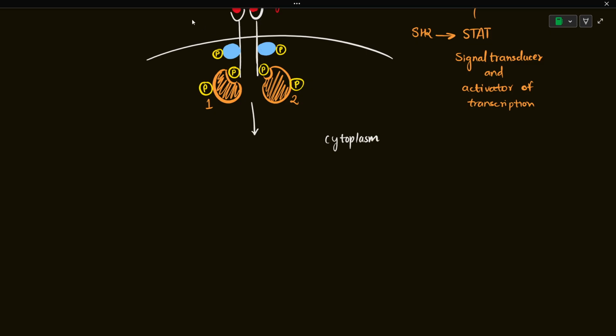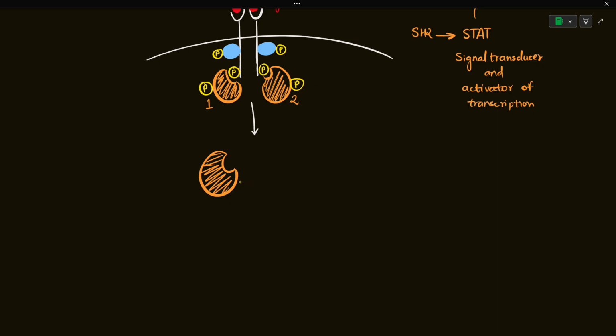Okay, so now as they are released in the cytoplasm, what will happen? The SH2 domain which was bound to this phosphotyrosine residue, okay, that is now free. It was bound to the phosphotyrosine residue present on the receptor. Now this phosphotyrosine residue is free. So what will happen?